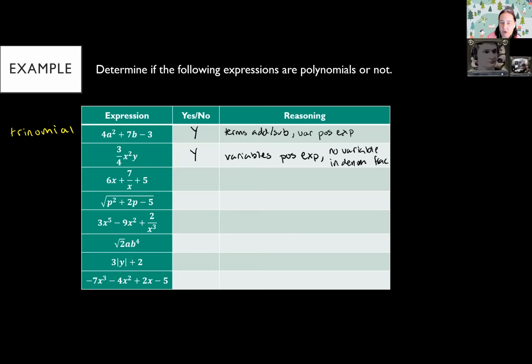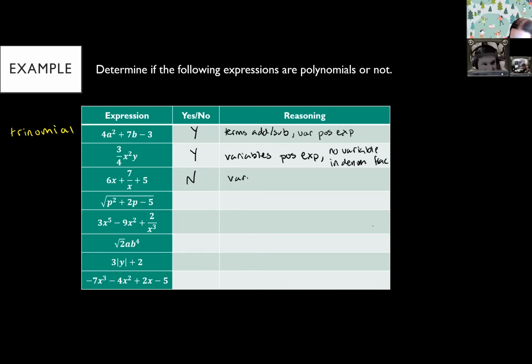So let's look at the third one, 6x plus 7 over x plus 5. So you can type in the chat or you can say it out loud. Is this a polynomial, yes or no? No. No. Why is it not? Because there's a variable in the denominator. Oh, that's cool. You guys can both answer. I'm totally okay with that. Yeah, this is not a polynomial because we've got a variable in the denominator of a fraction.